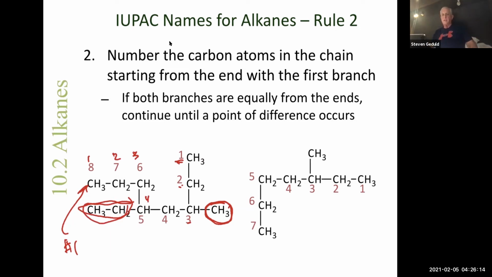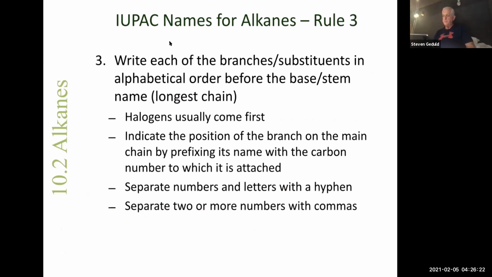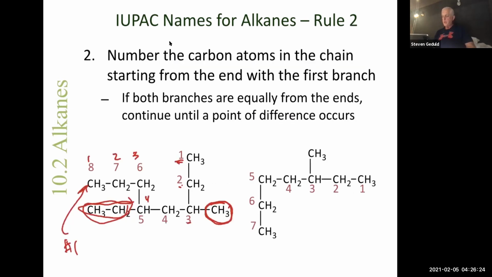Is that making sense? I know it's a lot of new information to throw at you here. But if we went 1, 2, 3, there's your substituent. If I numbered here, it'd be 1, 2, 3, 4, 5. 3 is lower than 5, so we number it right to left.